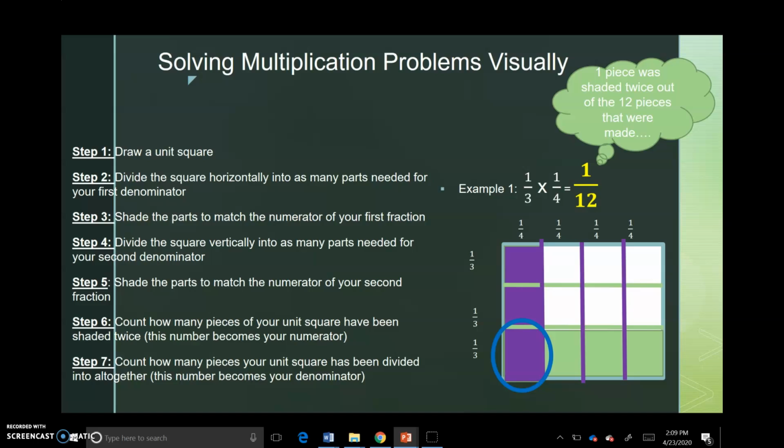So at the top in yellow there, you can see that's my answer. One piece was shaded, my numerator, your part. One piece was shaded twice, shaded purple and green in my example, out of the 12 pieces that I made in my entire unit square. So 1/3 times 1/4 gets me to a total of 1/12. So again, I know there's a lot of steps and it seems very overwhelming, but when you start to work your way through the steps, it's not too bad. So let's look at one more.